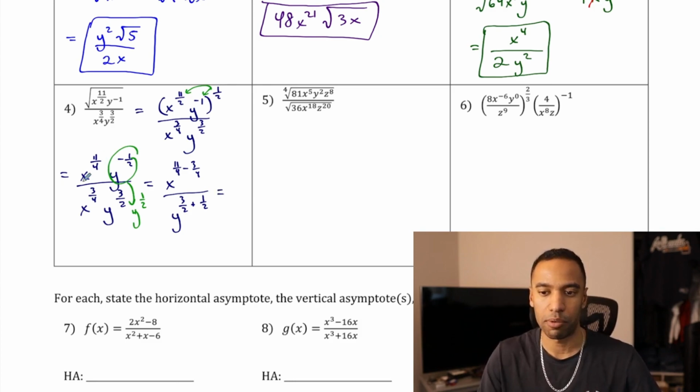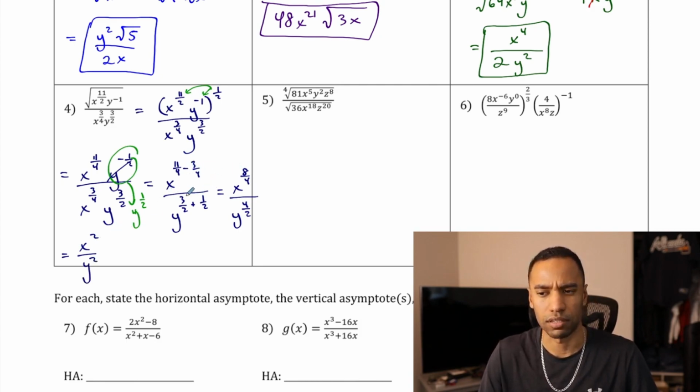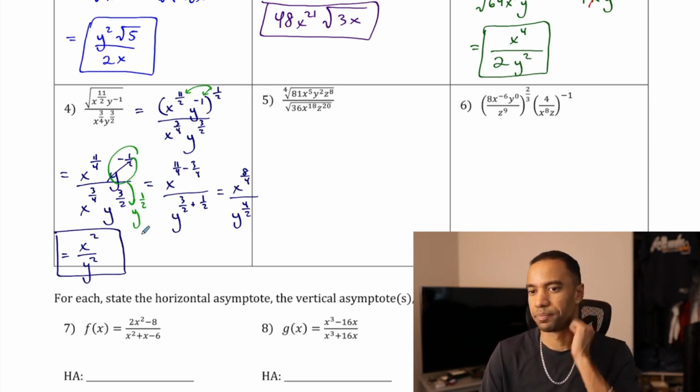And why is this in the numerator? Because I'm dividing. I'm taking something divided by something else, and that leads to subtracting of exponents. It's just a numerator result. These are just denominator values right now. So okay, 11/4 minus 3/4 is 8/4. 3/2 plus 1/2 is 4/2. So 8/4 is 2, you get x squared. And 4/2 is 2. Did I say that right? Yes. And you get x squared over y squared there.